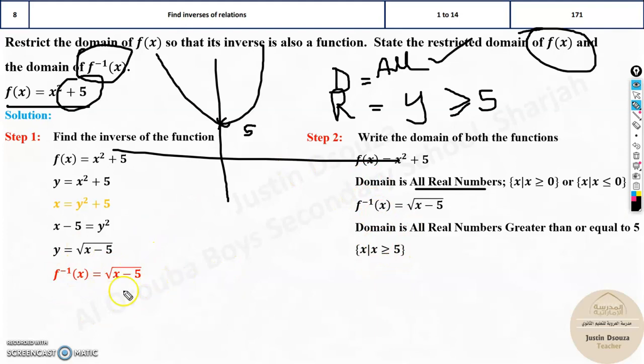You can find the domain. See, you can solve this and find it over here. But you do not need to do that. Why? Because the range of this particular function is itself the domain of the inverse function. Now, why is it split like this?